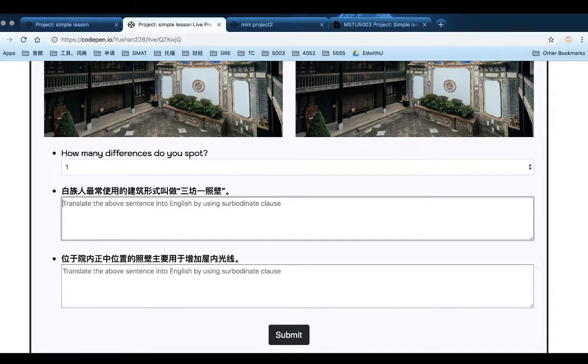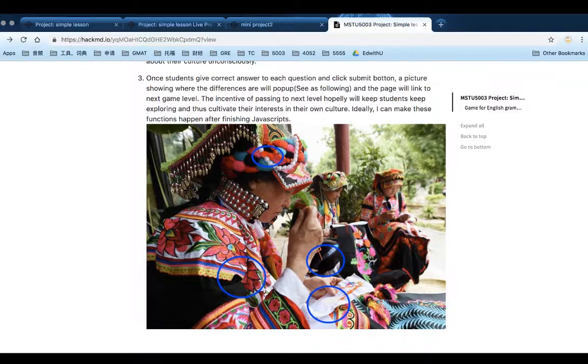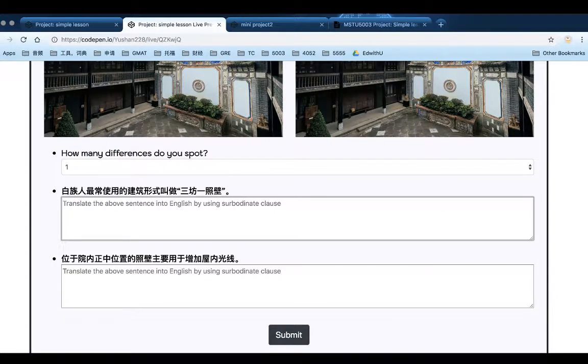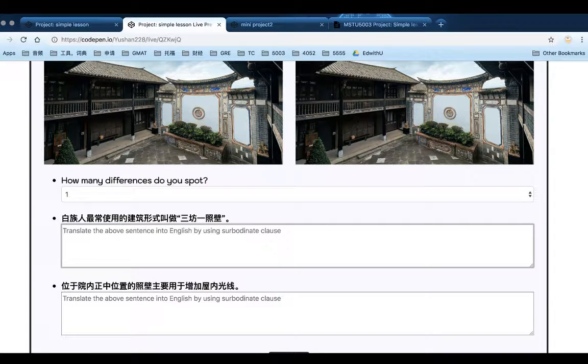Once students give the correct answer to each question and click the submit button, a picture showing where the differences are will pop up, just like this. Also, the page will link directly to the next level. Ideally, I think I can make this function happen after finishing the JavaScript part. So that's all about my content. Let's move on to the code part.